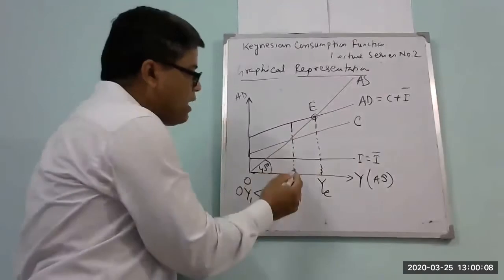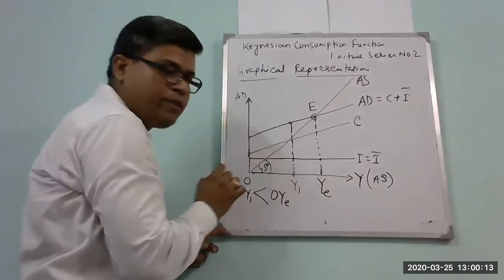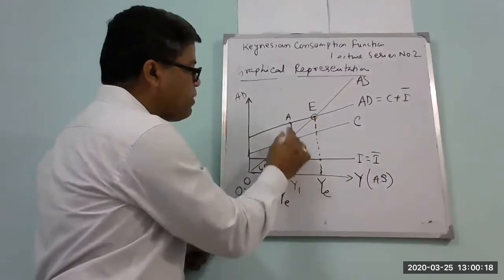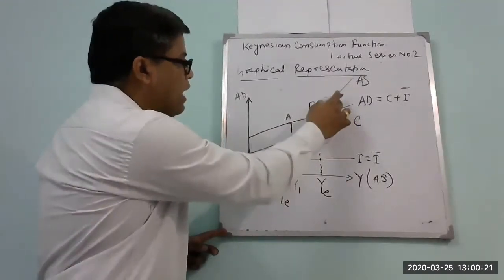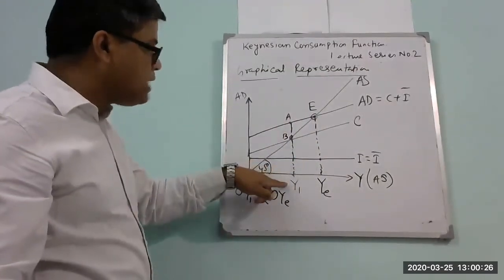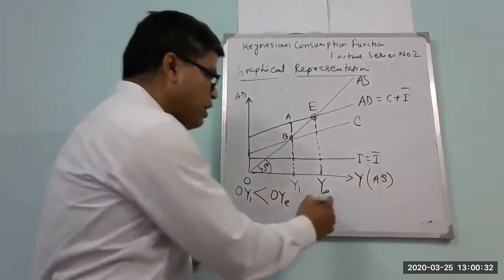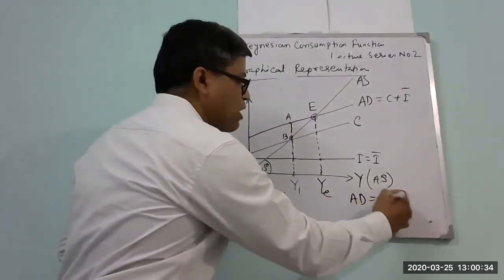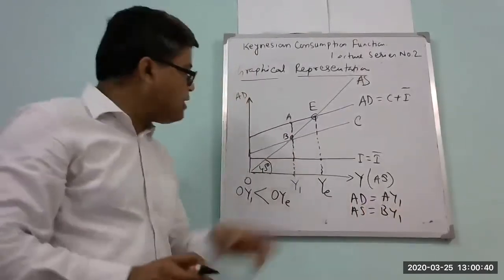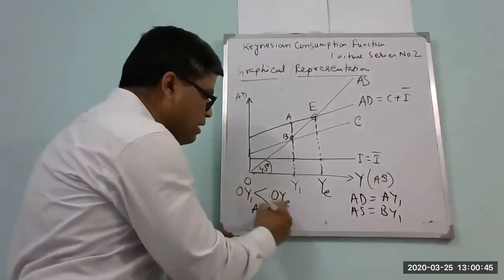How do you understand that? Look at this perpendicular line. It hits the AD here. If I name it A, and this perpendicular line hits the AS curve here, let's say I name it B. Now you can understand that aggregate demand AD is AY1 and aggregate supply AS is BY1. So you can easily understand that AD is greater than AS.